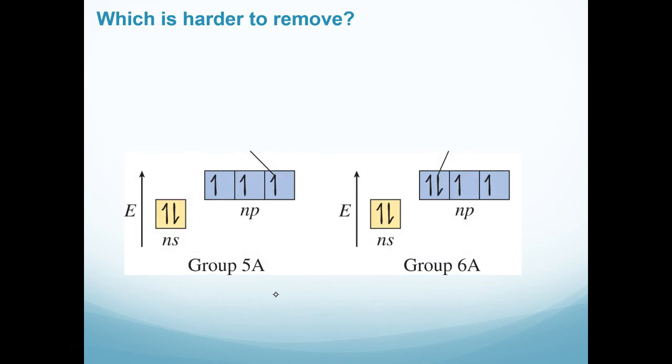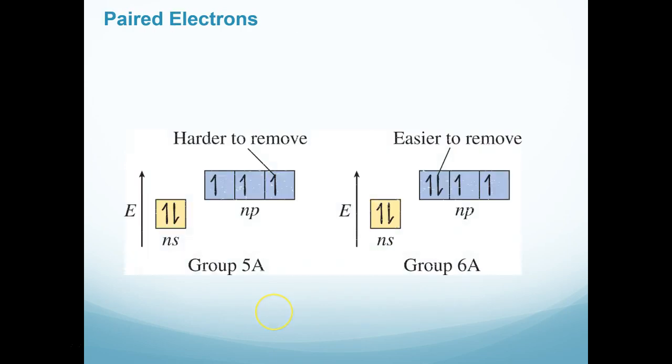Let's look at another problem where now we are comparing where we have 3 single electrons versus one set being paired. And in this case, this one is going to be harder to remove, or it's going to have a higher ionization energy. If we remove this one electron, then we get a half-filled shell.